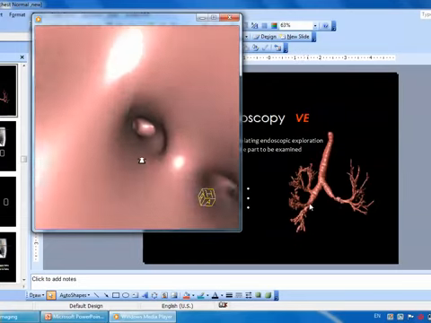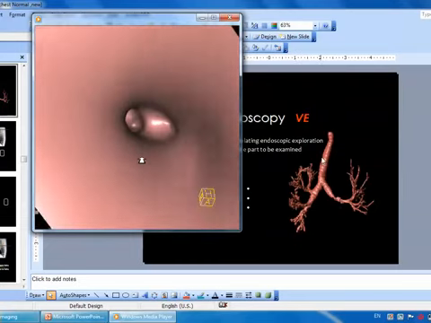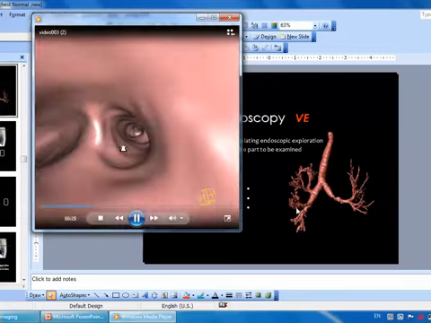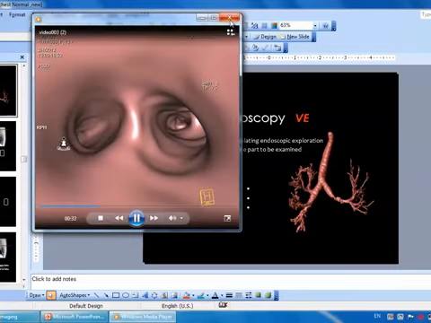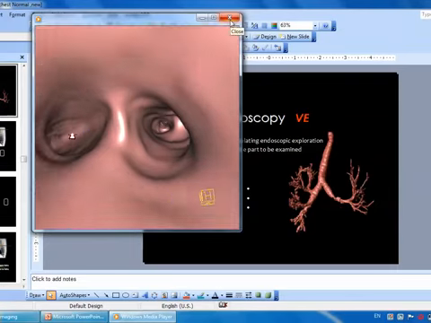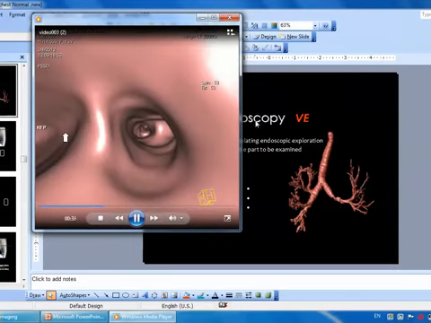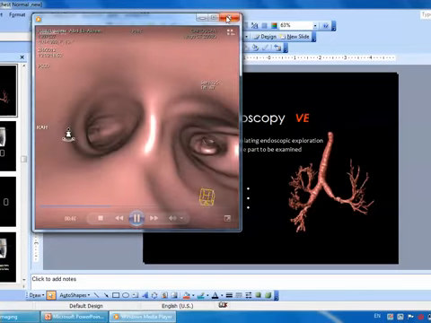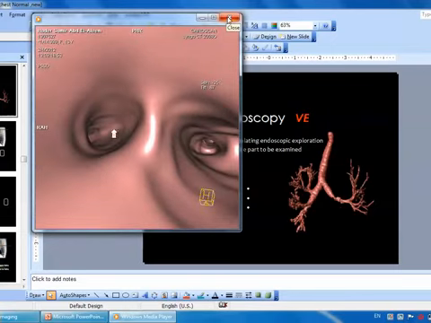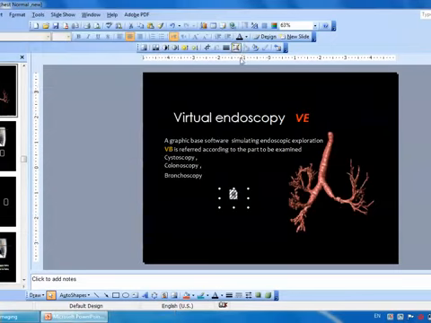Then you go back and you start scanning the left main bronchus as well as its branches. And this is an easy technique, and is used mainly for screening and for the diagnosis of inhaled foreign bodies in the pediatric age group, as well as in some cases of bronchogenic carcinoma in adults.